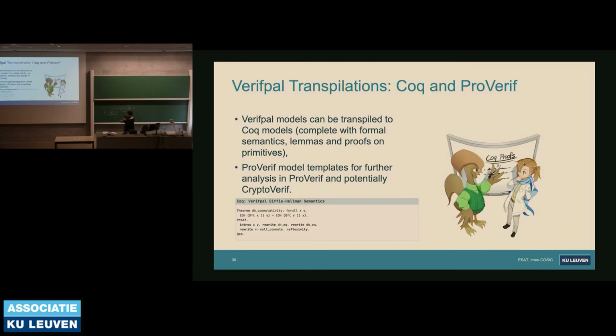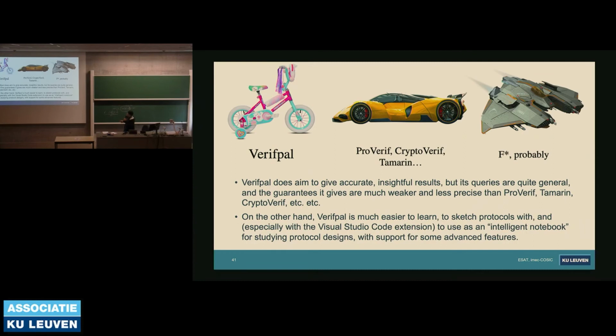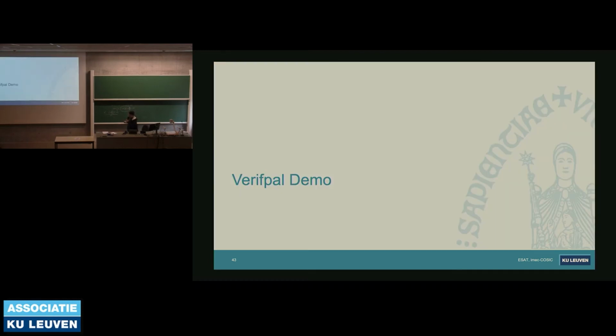So yeah, that's the transpilation that I've talked about. If you want to look at the tools, this is Verifpal, and then this is ProVerif and CryptoVerif in Tamarin. This is F* or Coq or that sort of stuff. These are very general purpose relative to what we're trying to do. Yeah. So these are companies that use Verifpal, the ones we can talk about at least. And yeah, let's do a demo.